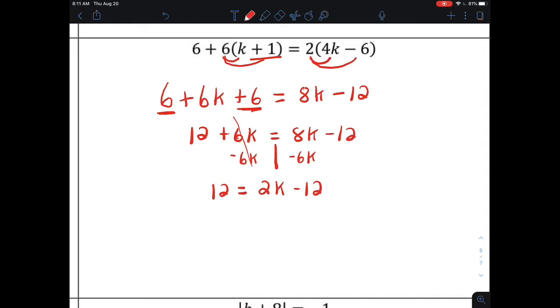And then now we isolate the k. So I move adding and subtracting first. So I'm going to add the 12 from the right side to the left. It's going to give me 24 is equal to 2k. And then lastly, we move any multiplication or division. So I'm going to divide that 2 off of the k. And that's going to give me 24 divided by 2 is 12. So I got 12 equals k.